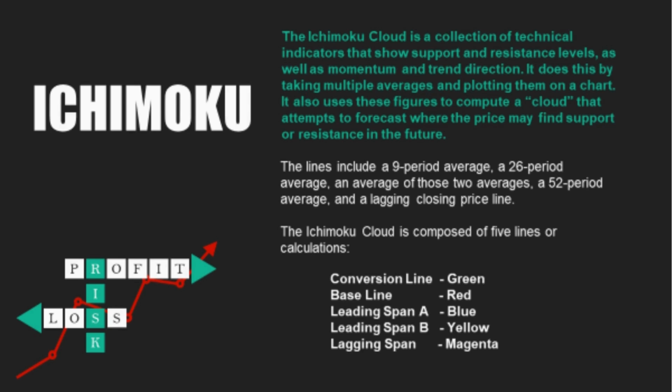So what it includes is five lines. The lines include the 9 period average and the 26 period average, an average of those two averages, a 52 period average, and a lagging closing price line. And I'll show in the next slide that the green color line is the conversion line, red color is the baseline, blue is the leading span A, yellow is the leading span B, and magenta is the lagging span line.